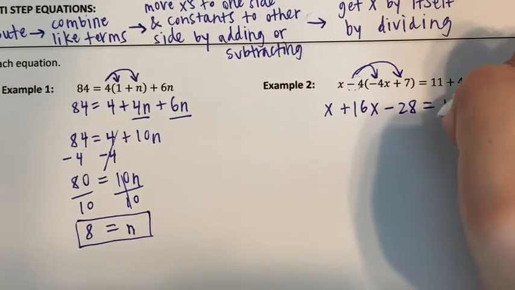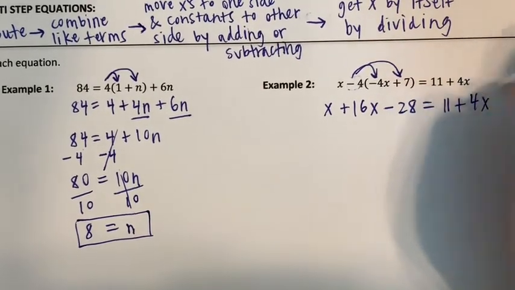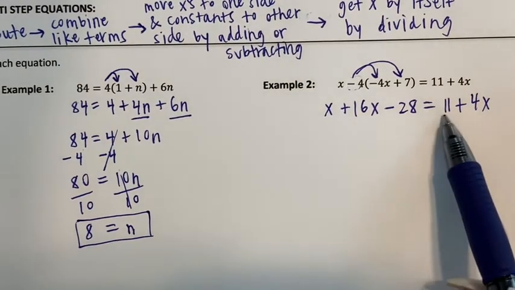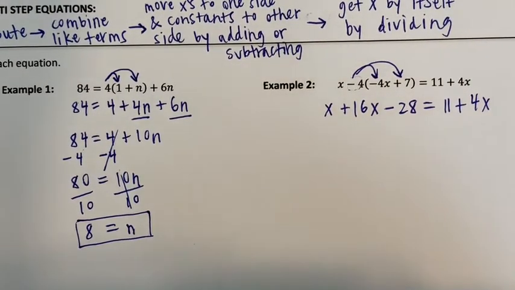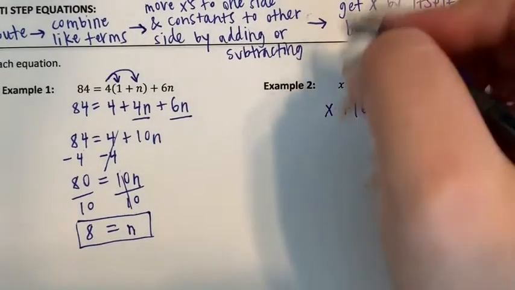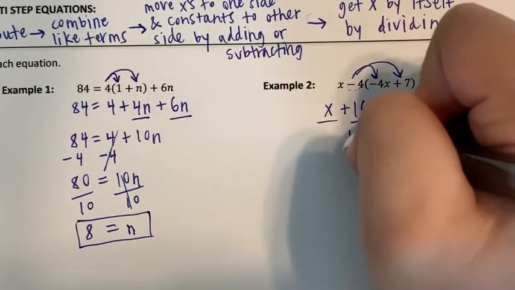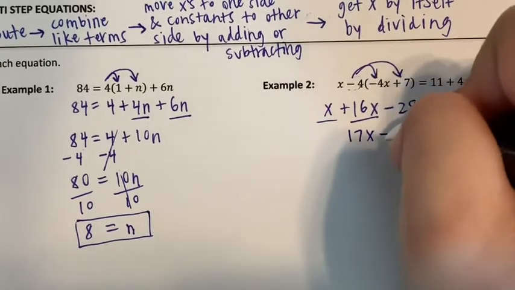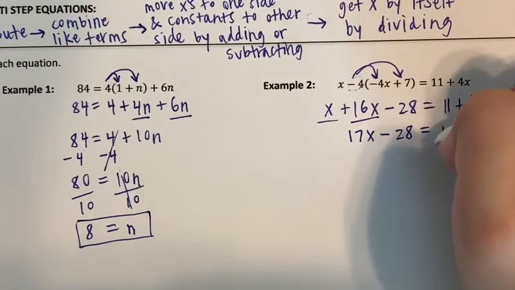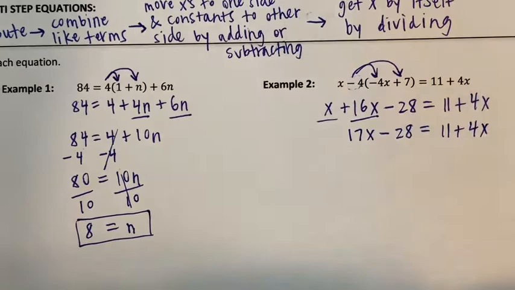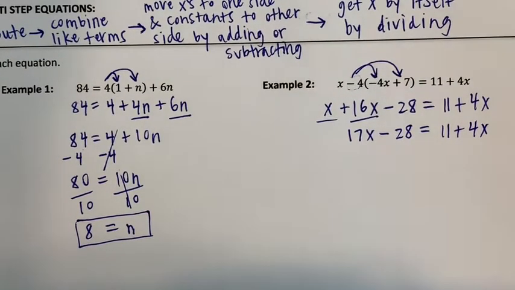And it's equal to 11 plus 4x. The second part, or the right side of the equal sign, didn't change at all. I can combine a 1x and a 16x. 1x plus 16x gives me 17x minus 28 equals 11 plus 4x. Now I need to start moving stuff.